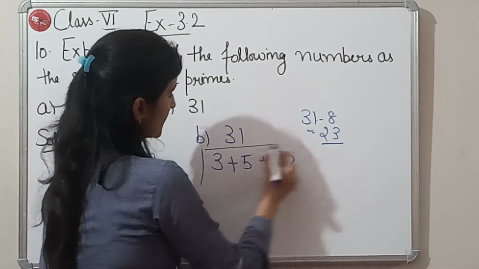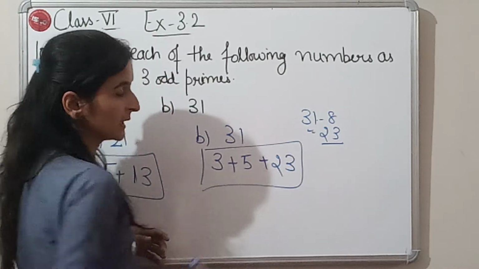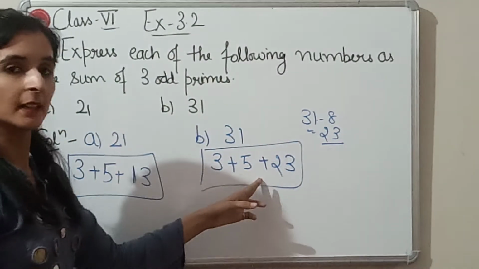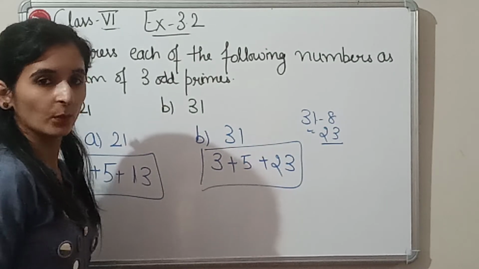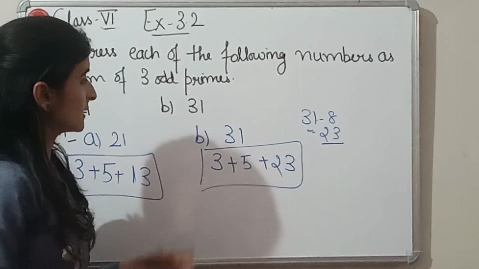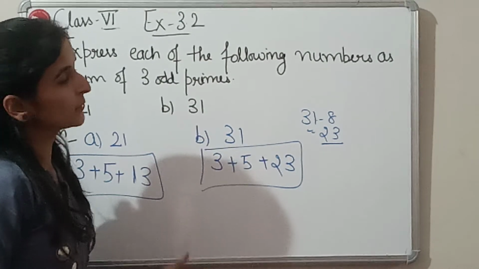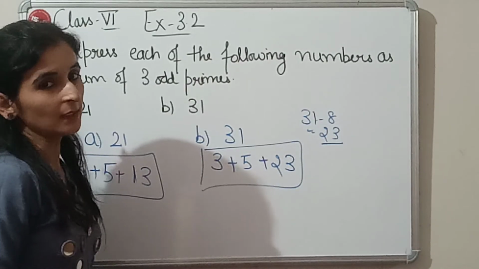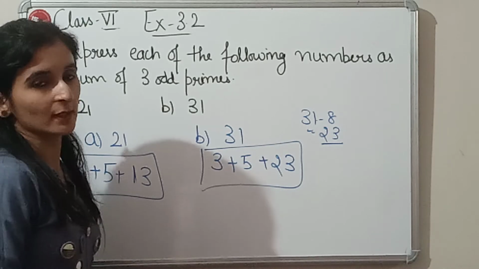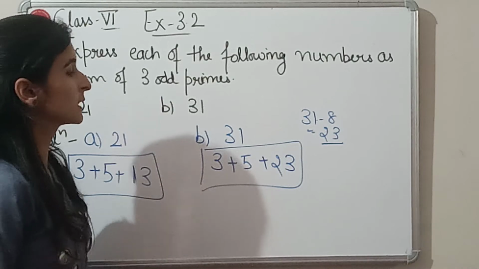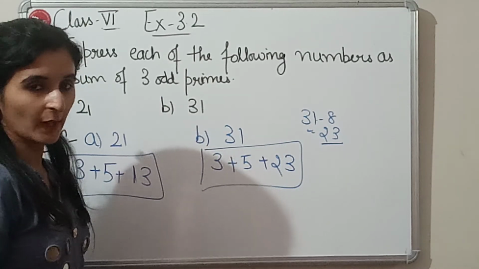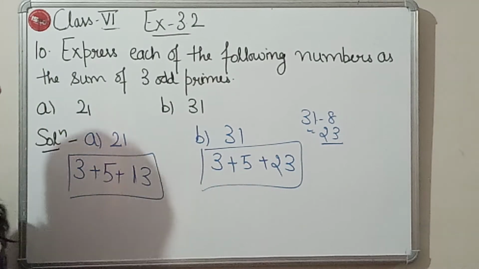So we can write it as 3 plus 5 plus 23. 23 plus 5 is 28. 28 plus 3 is 31. Fine. So that is how you have to do the rest of the two parts. Clear? That you have to try to do yourself. So this was about writing the numbers as the sum of three odd primes. Fine. Now let's move to the next question.